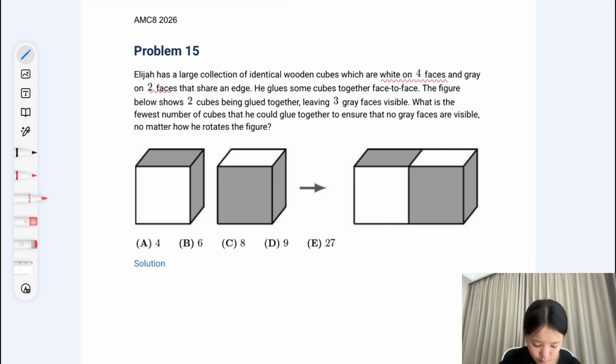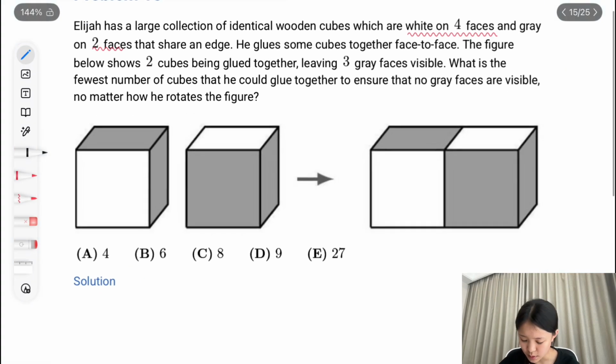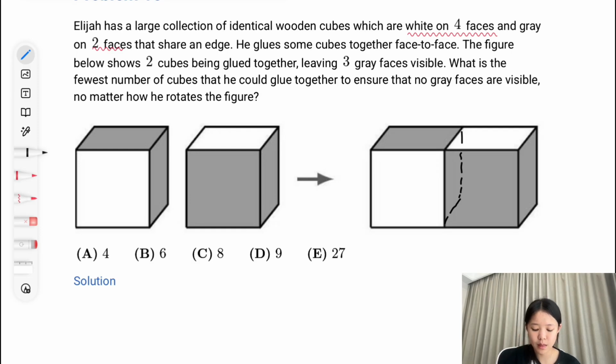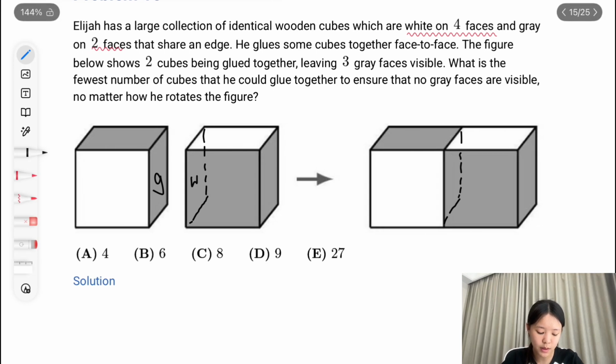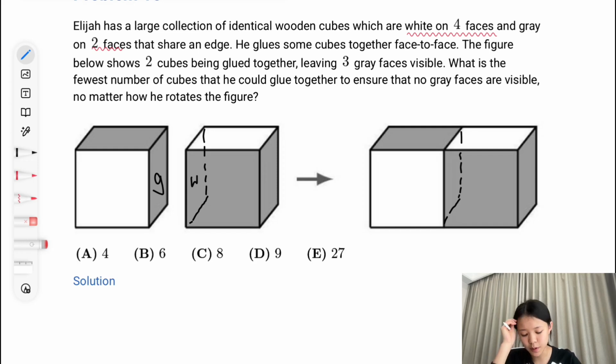So let's think about what it actually means to glue a cube together, right? So here he glues this cube together, and if we look at what it's like when it's separated, you would have a white side here, and you would have a gray side here. So what you're essentially doing when you glue these 2 faces together is you're taking away both a gray side and a white side. So you're reducing that number away.